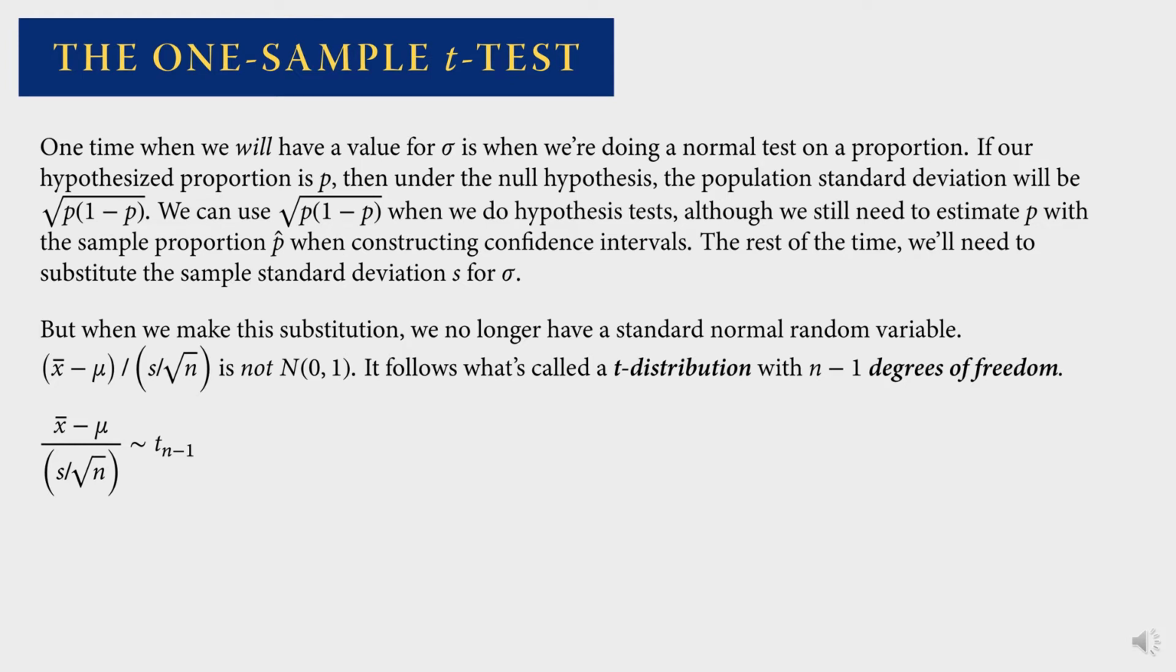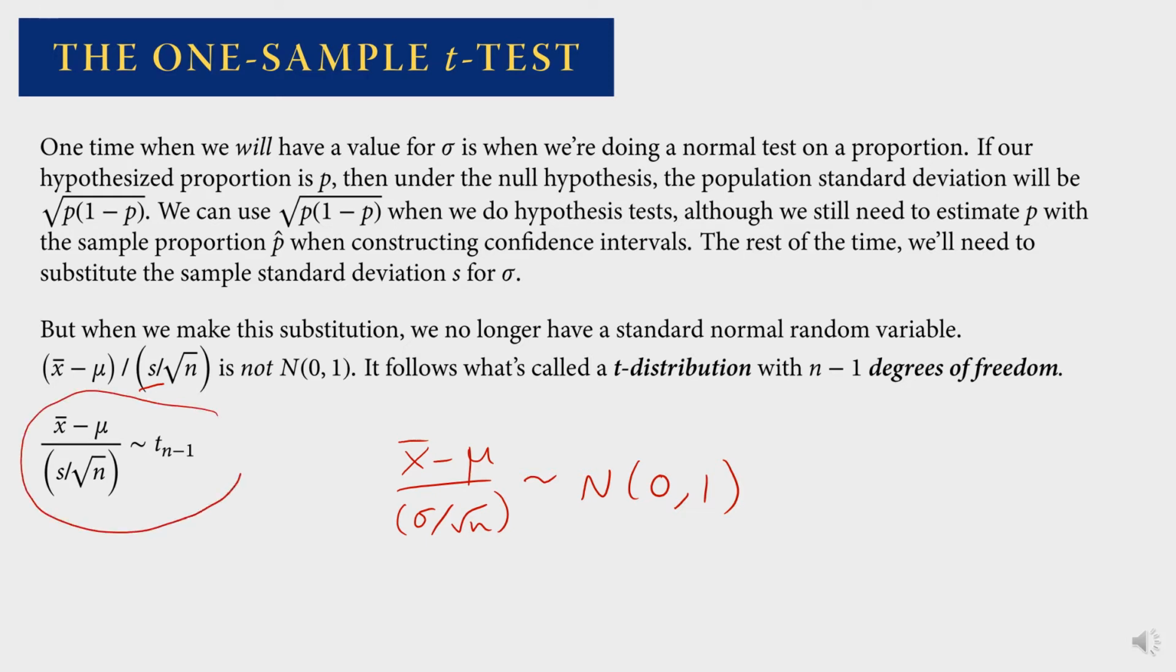Instead of trying to make assumptions about it, you just replace the sigma with the sample standard deviation, s. But now, this thing follows a standard normal distribution. When you replace the sigma with s, it doesn't follow a standard normal distribution anymore. It follows what's called a t-distribution with n minus 1 degrees of freedom, where n is the sample size as usual.